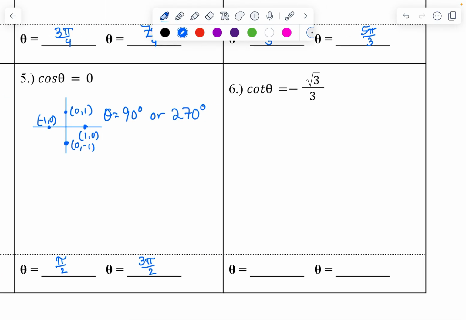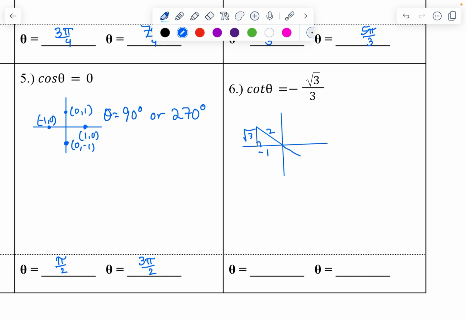Last example here. So if the cotangent is negative, cotangent's the reciprocal of tangent, and we know tangent is going to be negative in quadrants 2 or 4. So it could be over here. So cotangent would be adjacent over opposite. Negative there. It's the x that would be negative. So there's our first triangle possibility.